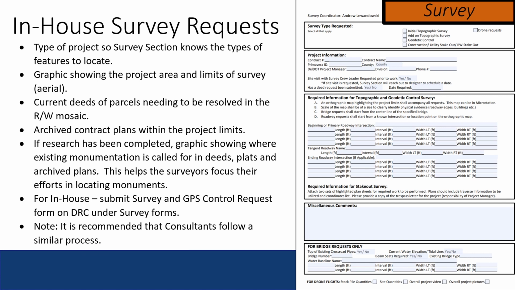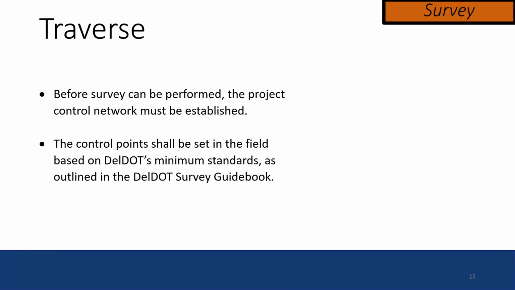For DelDOT in-house survey requests, the practitioner should fill out and submit the survey and GPS control request form located on the DRC under survey forms. It is recommended that consultants follow a similar process. Before the survey can be performed, the project control network must be established. The control points shall be set in the field based on DelDOT's minimum standards as laid out in the DelDOT Survey Guidebook.